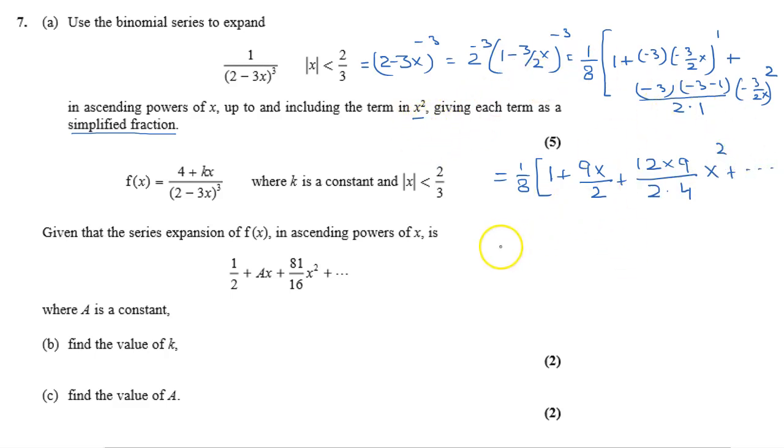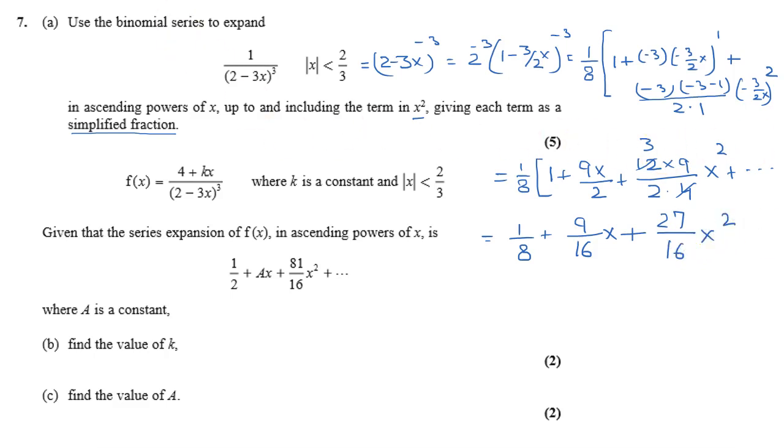We have to write up to the x square only, so this is 1 over 8 plus 9 over 8 times 2 is 16x, and this will be this is 4 times 3, 9 times 3 is 27 over 27 over 16 x square. This is part A. Now we go to part B.